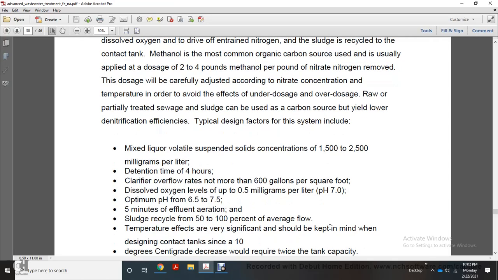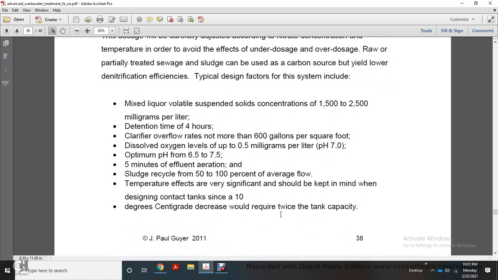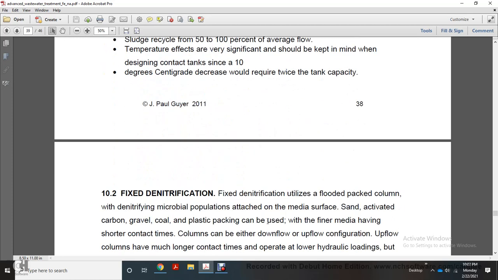Temperature effects vary significantly and should be kept in mind when designing contact tanks, since a 10 degrees centigrade decrease would require twice the tank capacity.